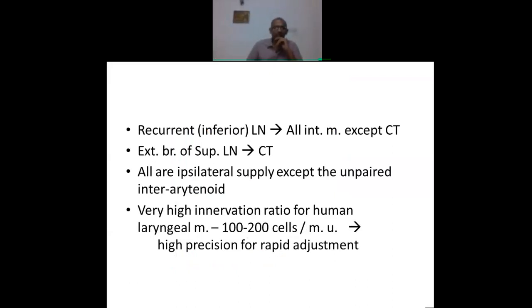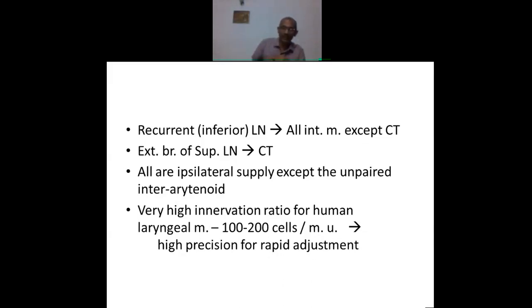Continuing with a bit of anatomy here, the recurrent or inferior laryngeal nerve, as you all know very well, supplies all the intrinsic muscles except the cricothyroid. Now you see a lot of short forms. This is something I generally discourage in PGs, but this is just to prevent crowding of the slide, so please excuse that. So CT is the cricothyroid muscle, which as you all know is supplied by the superior laryngeal nerve. All the other muscles have an ipsilateral supply except the unpaired one. At the back, there's the interarytenoid, and that is supplied by both sides of the recurrent laryngeal.